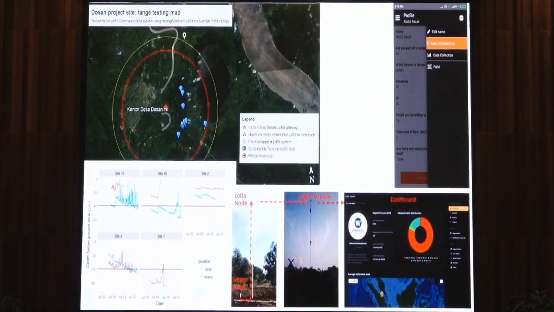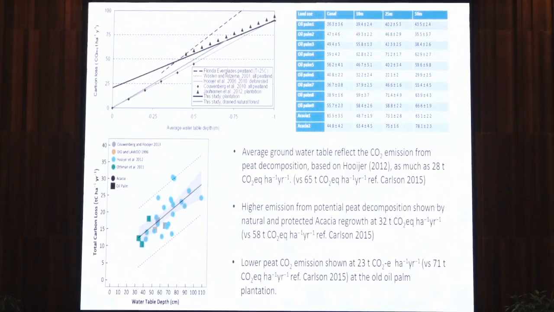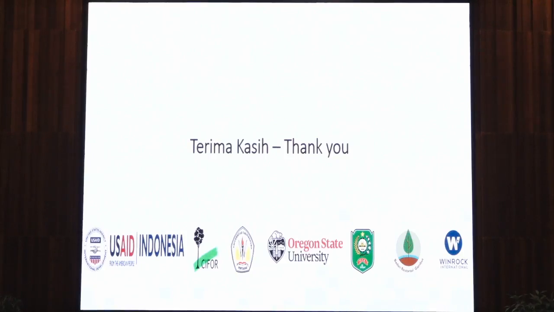And then we will check every single day, even hourly. We tried it for 2 months, and then we learned from it. And from it, we try to come up with the estimation of CO2 emission from peat decomposition. And later on, we can also use it to assess the potential greenhouse gas emission. So that's all from me. Thank you.